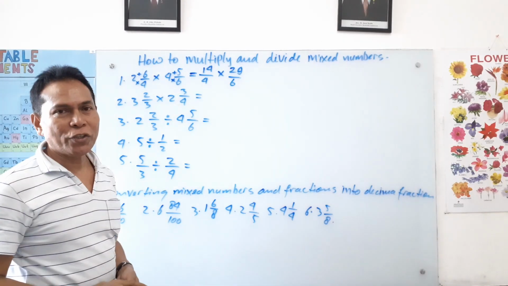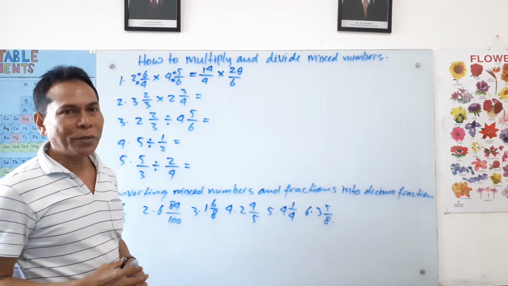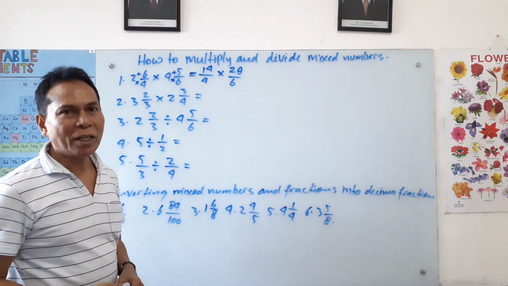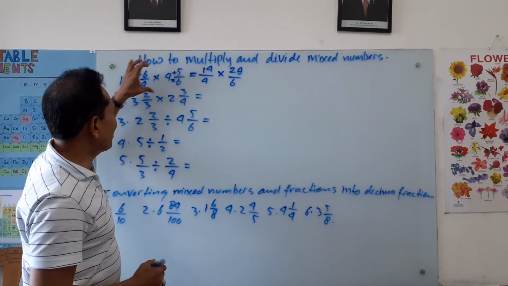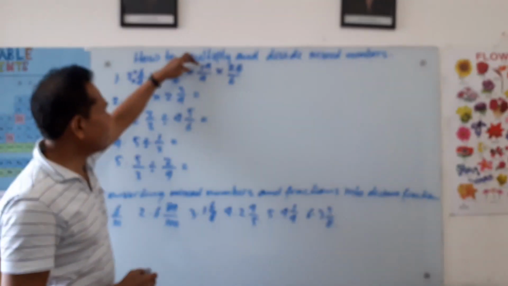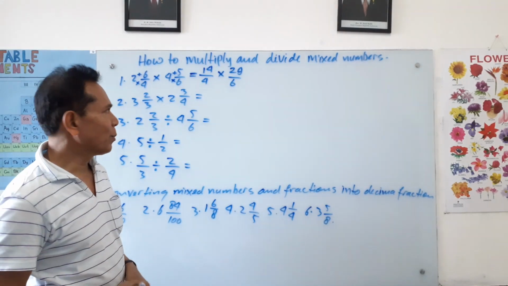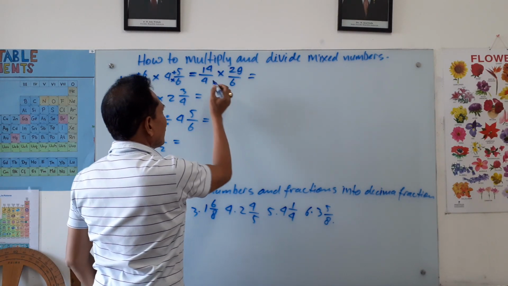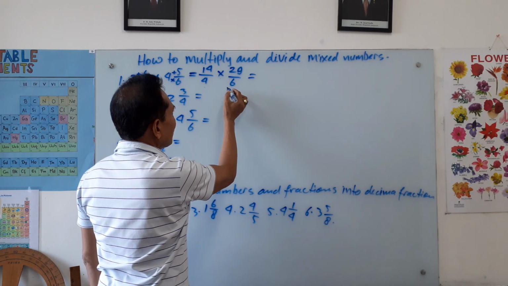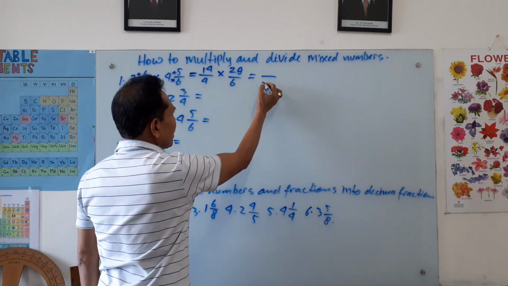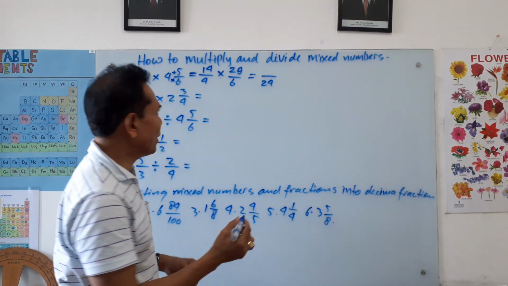In multiplication like this, children, you don't need to make the denominators the same as you do with addition and subtraction. For multiplication, you don't need to. So now we have 14/4 times 29/6. Now we can multiply them straight away. So 14 times 29 and 4 times 6. 4 times 6 is 24. 14 times 29, let's work this out manually.